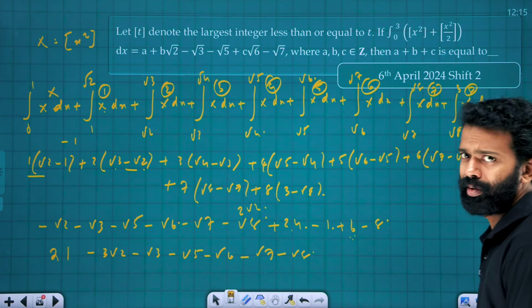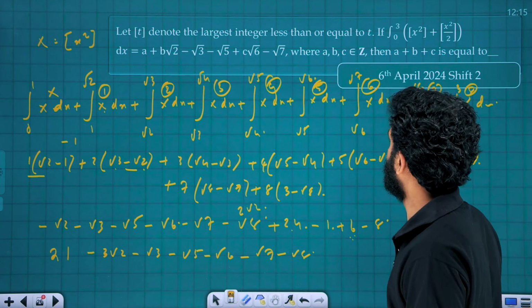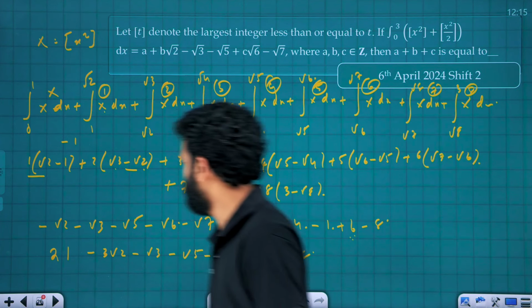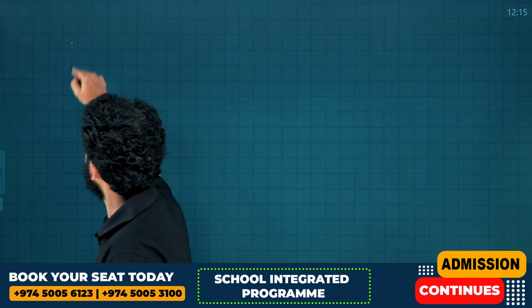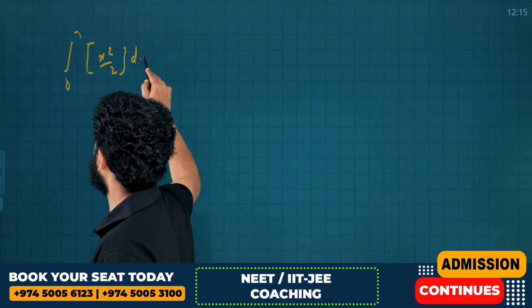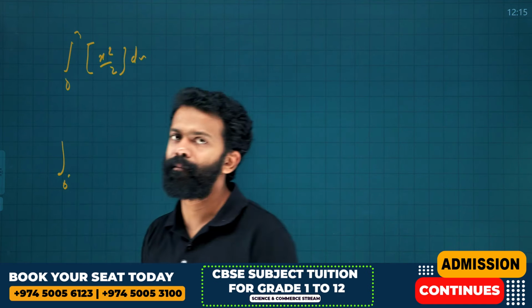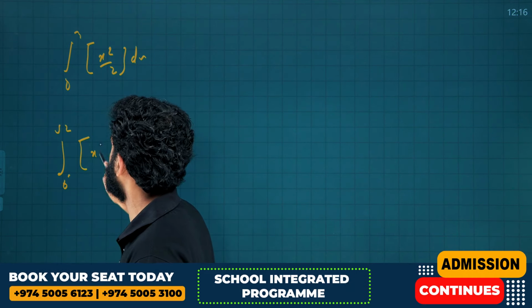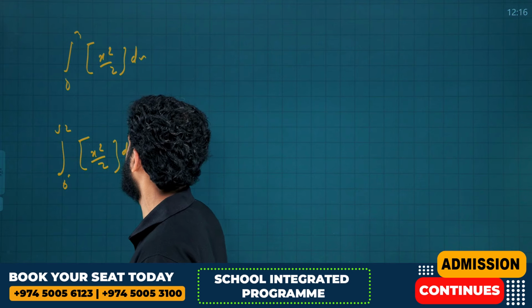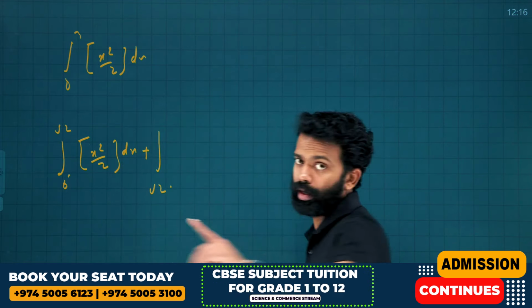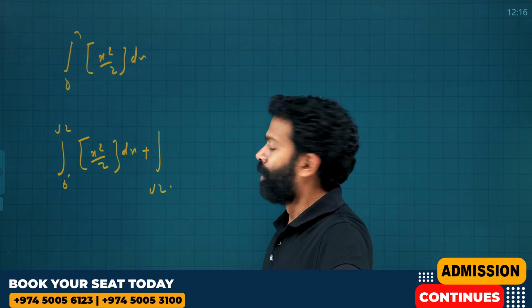Okay, it's not done yet, right? This is also here. 0 to 3, floor of x square by 2, is also there. We can formulate the next slide. That is integral 0 to 3 floor of x square by 2 dx. That is 0 to root 2, it will be root 2 over here. That is integral 0 to root 2 floor of x square by 2 dx. Okay, and if you substitute root 2, it will be 1, and you should get 3.